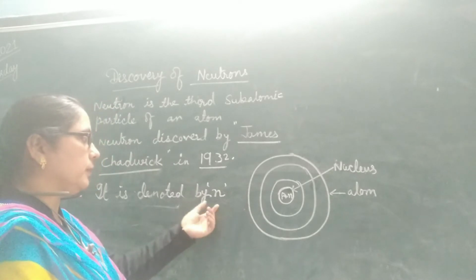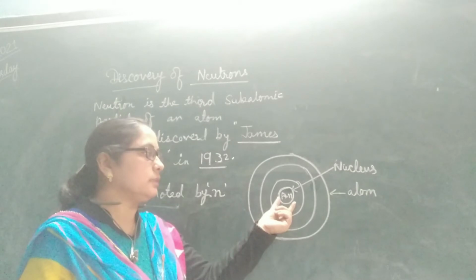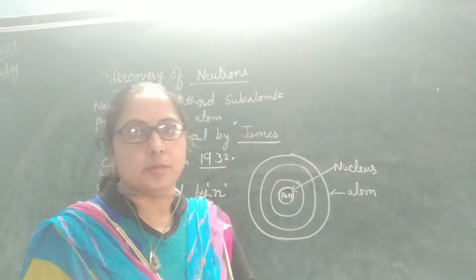Neutron is denoted by small n and it is present in the center of an atom, which is called the nucleus. In the nucleus, protons and neutrons are both present.